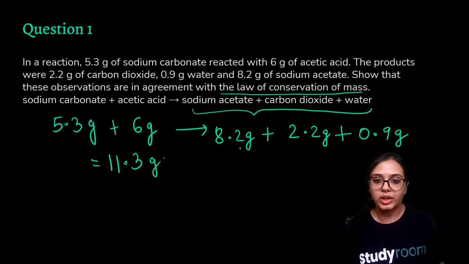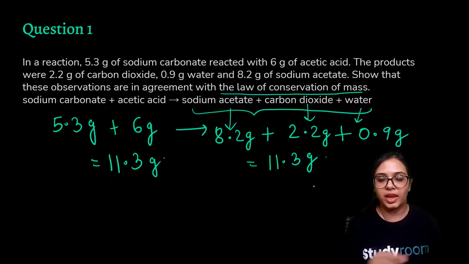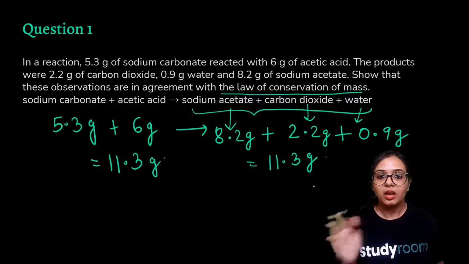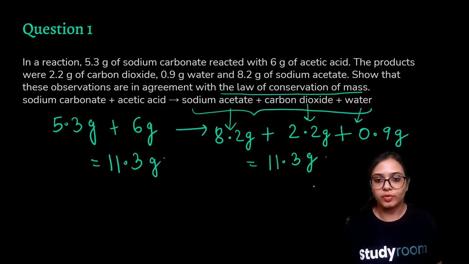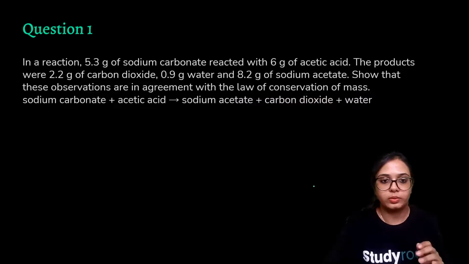So after the reaction, we get 8.2 grams of sodium acetate, we get 2.2 grams of carbon dioxide, and we get 0.9 grams of water. When you add all this, you will be getting 11.3 grams. So after adding the mass of the reactants and after adding the mass of the products, we see that they are equal to each other, and this proves that the law of conservation of mass holds true.